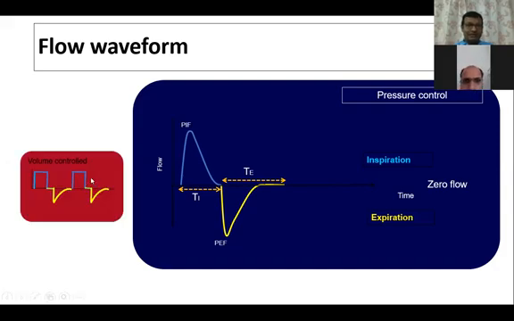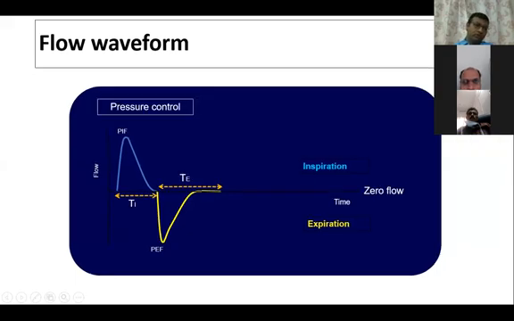So as I said earlier, flow is a set parameter in a volume control mode. So you are going to get a square flow waveform in a volume control mode, and you can see an inspiratory pause or a zero flow state in a volume control mode. Now, we just saw how a flow waveform will look in a pressure control mode.